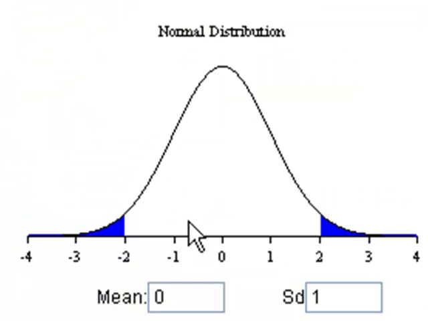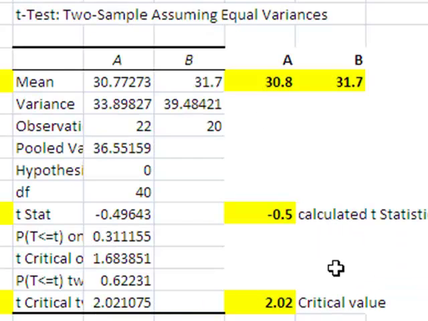So I notice that the 0.5 is located right here between the 0 and the -1. It does not fall in the critical region. That is, negative 0.5 is not greater than 2.02. Since the calculated t-statistic is not greater than the critical value, I fail to reject the null hypothesis, and I can only say that there is no significant difference between the miles per gallon in car A and car B.